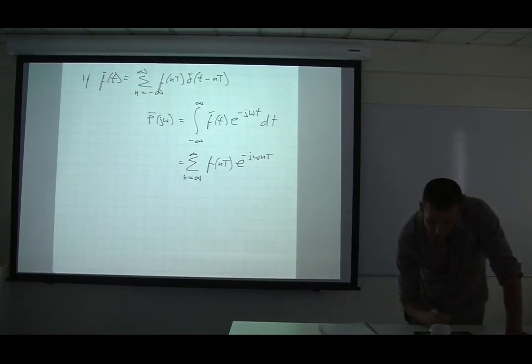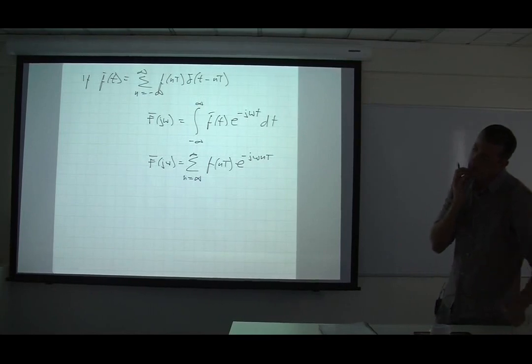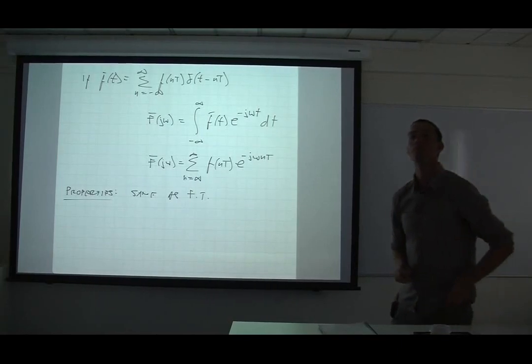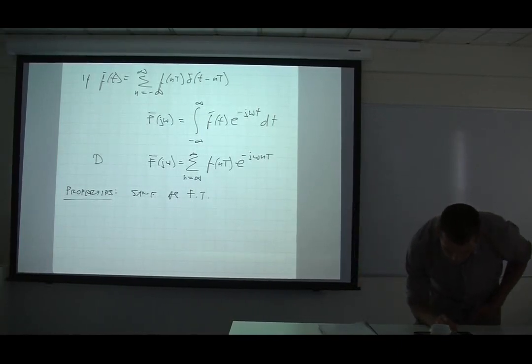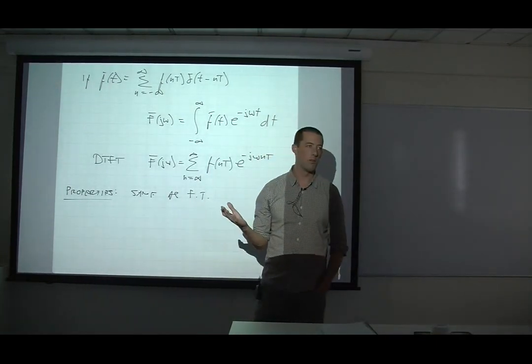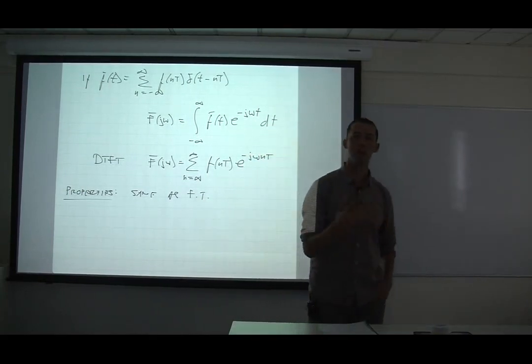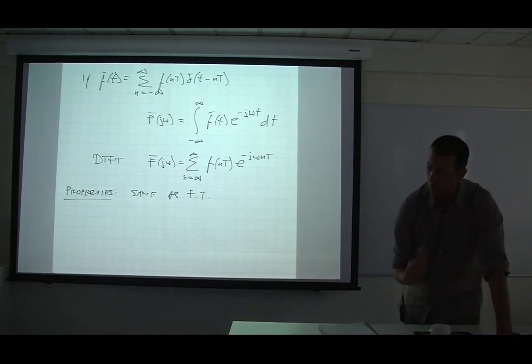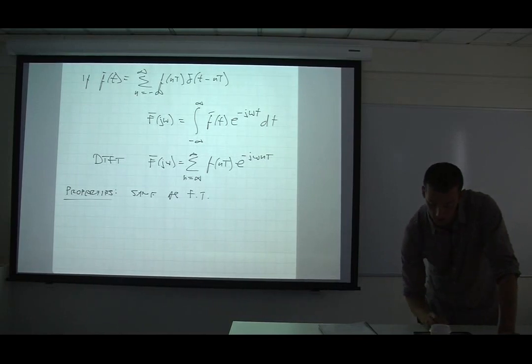So here we are. This is our discrete-time Fourier transform. What will I say about it? Just about properties. All I'll say is it's pretty much the same as the Fourier transform, in that if you add two functions together, the Fourier transform is the sum, with linearity and all that kind of stuff. The only difference is that, and we've seen this already, it's a replication, it's periodic.